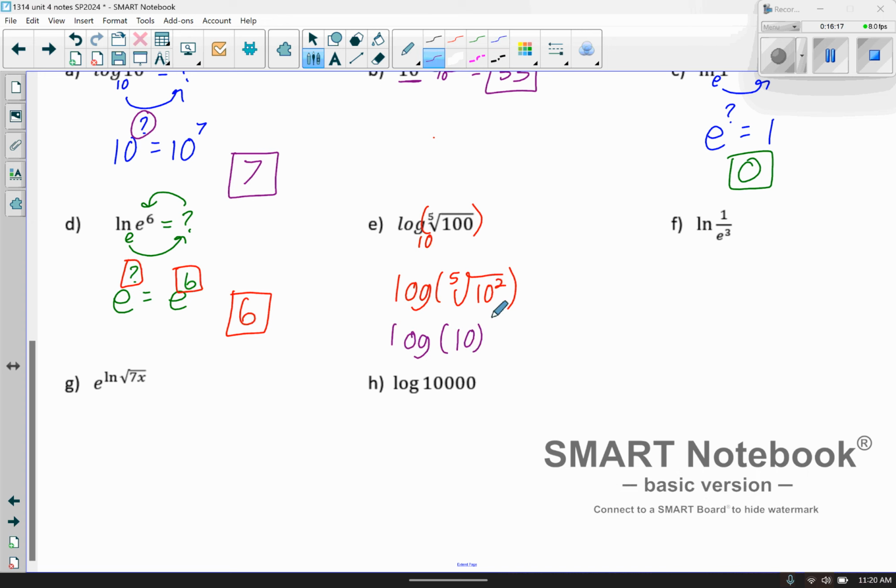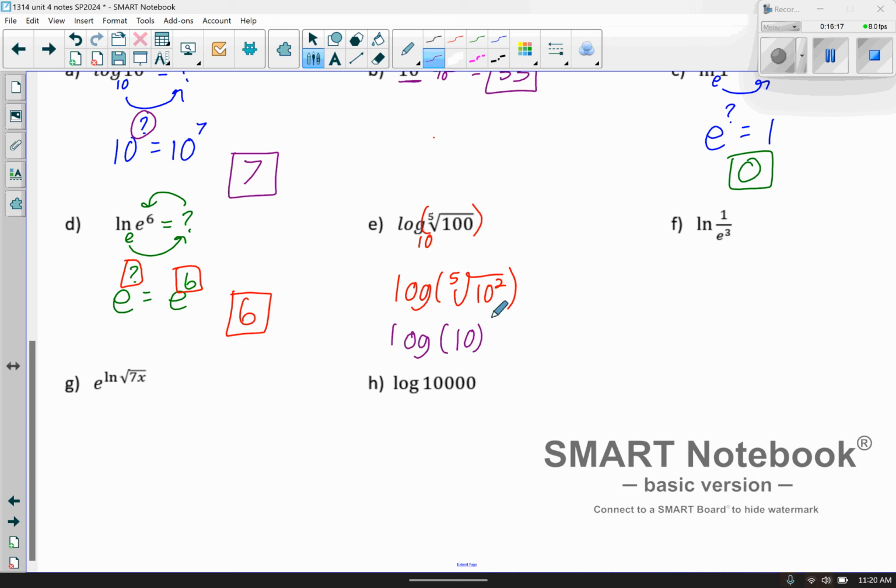So if you look right here, if the bases match right here on the right side over here, you're just going to simplify into what that exponent power is. So that's what's going to happen here. This is just going to simplify into 2/5. And that's the answer for that one.